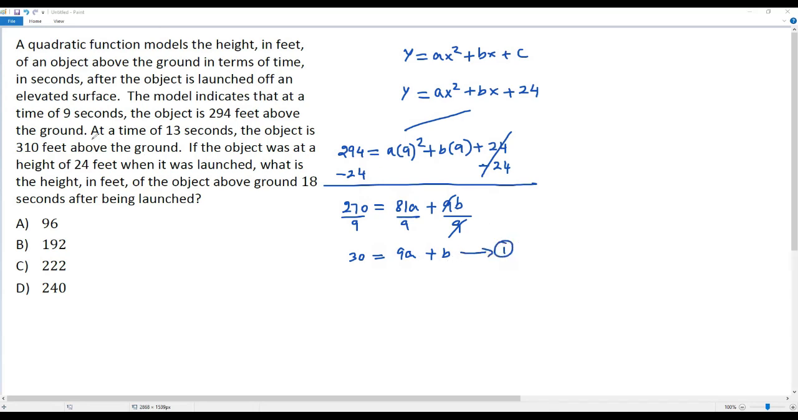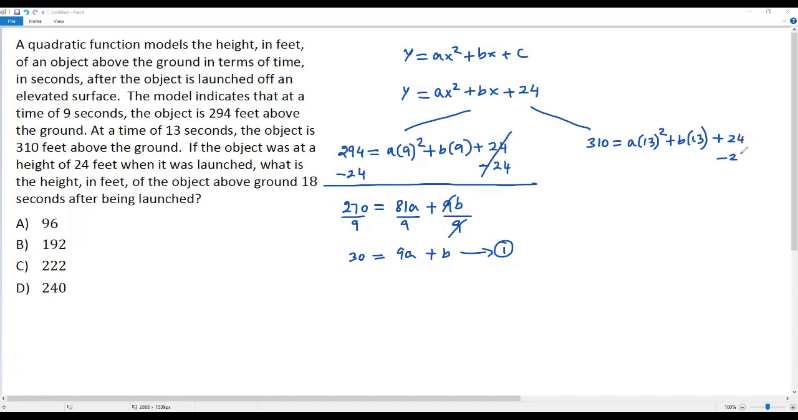Now let's consider the other information. At a time of 13 seconds, the object is 310 feet above the ground. That is, when x = 13, y = 310. Let me plug this into the quadratic function: 310 = a times 13² + b times 13 + 24.